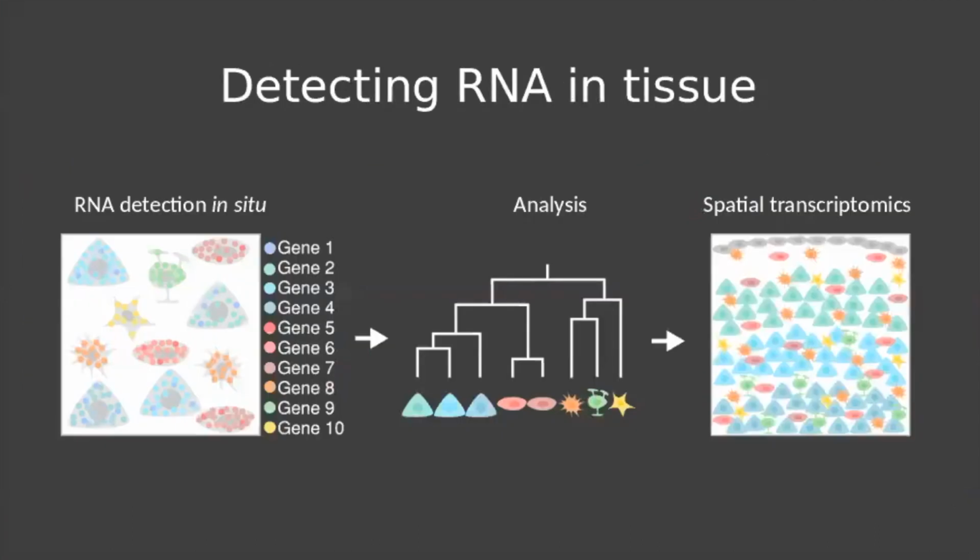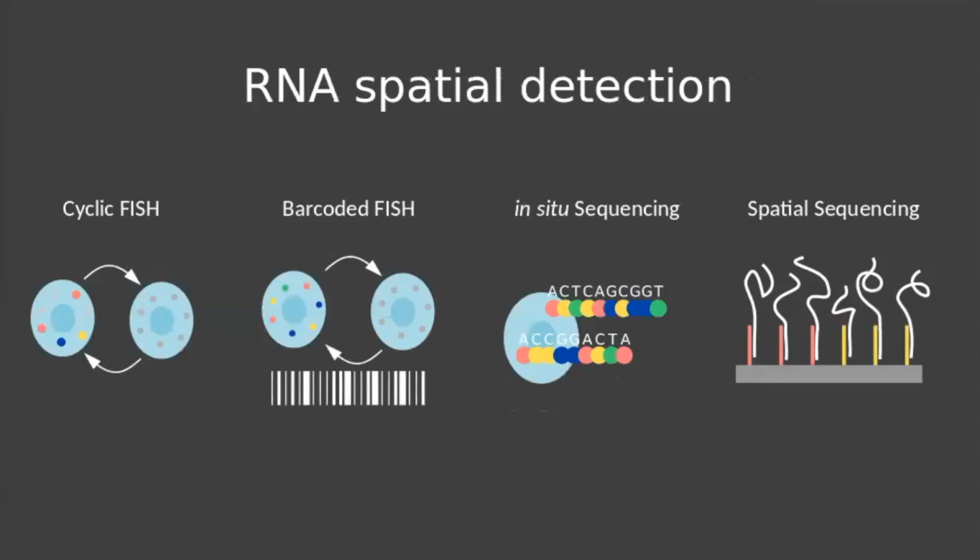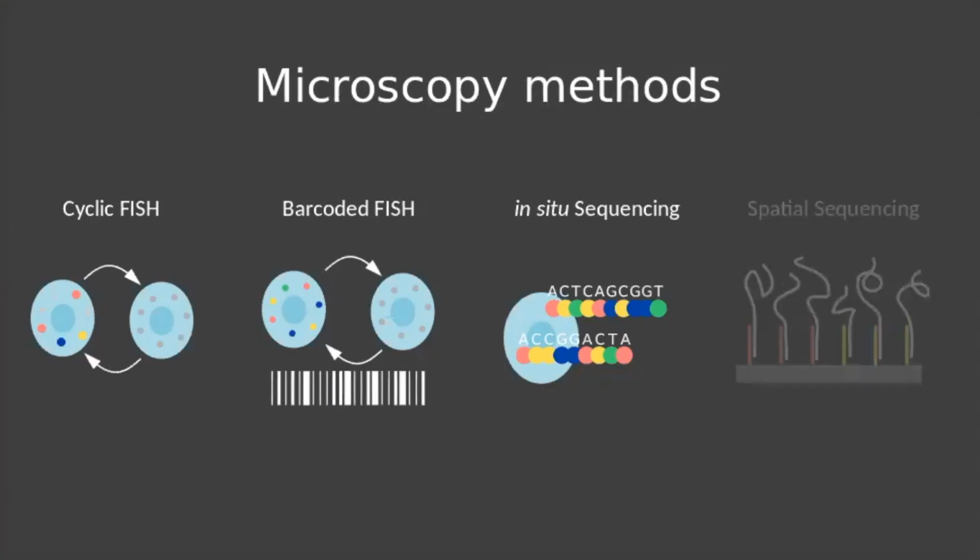So it would be great if we can detect the RNA directly in the tissue, or have a way to localize or know where an RNA molecule is coming from in the original tissue, to analyze not only the transcriptome but also the spatial organization. And there are now 4 broad classes of techniques that I want to discuss with you. It's cyclic FISH, barcoded FISH, in situ sequencing, and spatial sequencing. First, we'll focus on the first 3 methods, because they are microscopy based, and then later move on to the spatial sequencing.